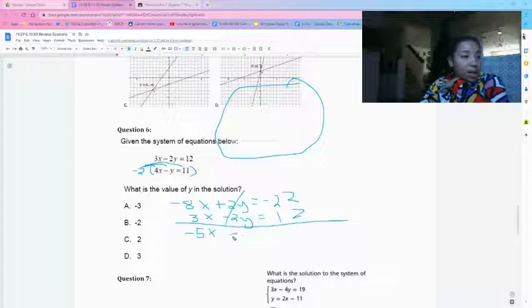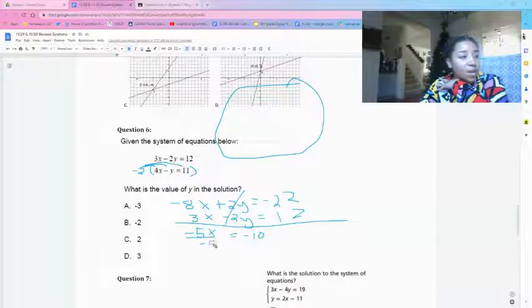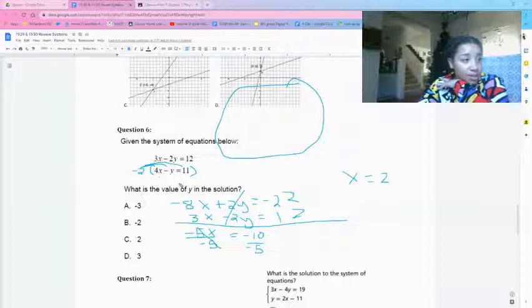These cancel out, and then you're going to be left with -10. You divide -5 from both sides. And then remember, x equals 2. But that's not the answer we're looking for. We're looking for y. So what I'm going to do is plug 2 into one of these systems. I'm going to plug it into this one.